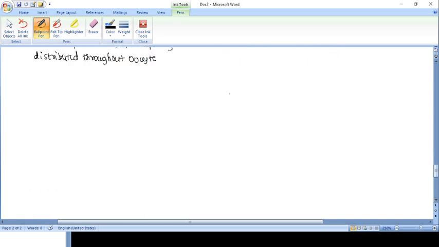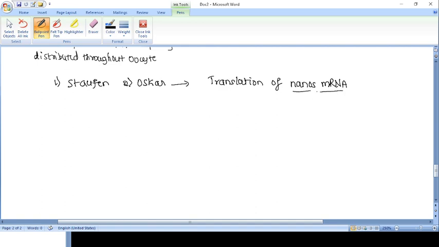There are two other maternal genes, one is Stephen and another one is Oscar. These two genes are involved in the translation of nanos mRNA. See how they are involved in the translation of the nanos mRNA.